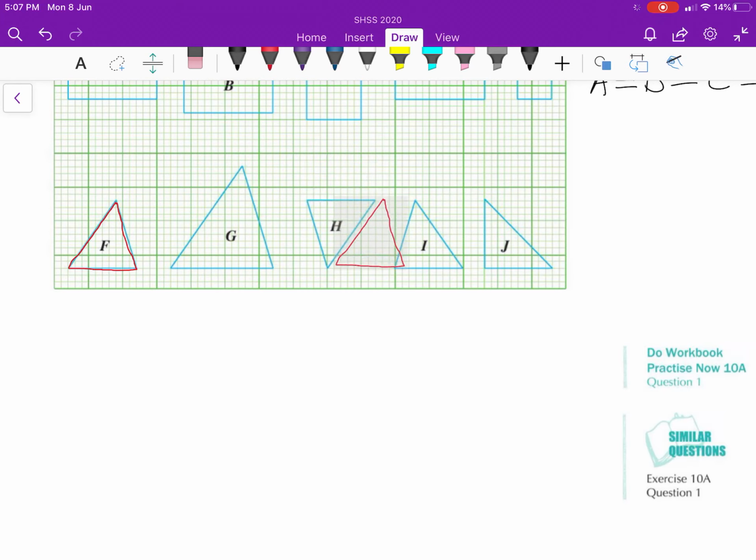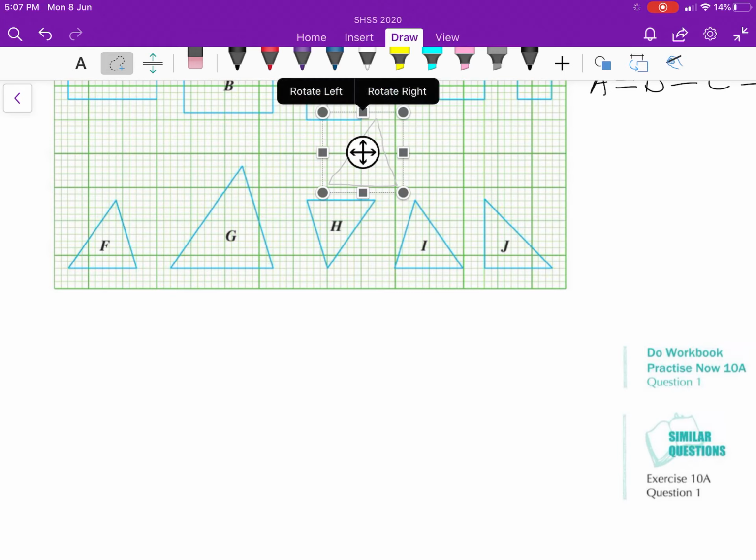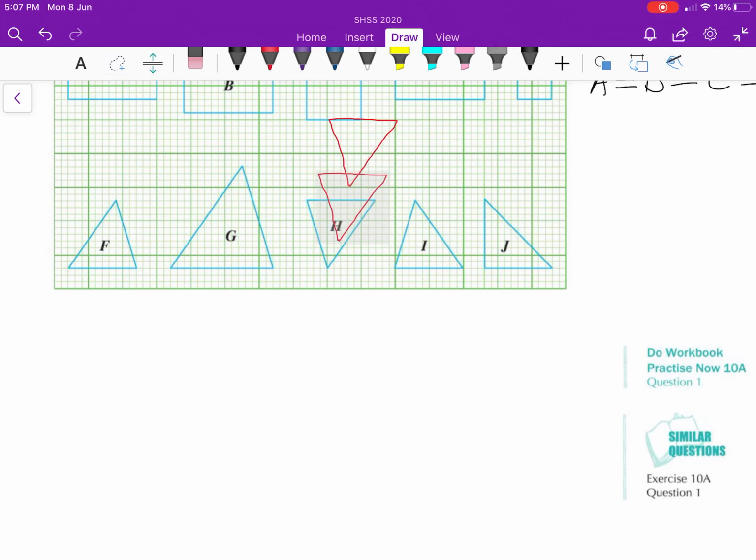All three lengths are the same as the red color triangle. So actually H, if I'm not wrong, it's just a rotation of F. See, I rotate twice, it fits. So F and H are congruent triangles. How about I?